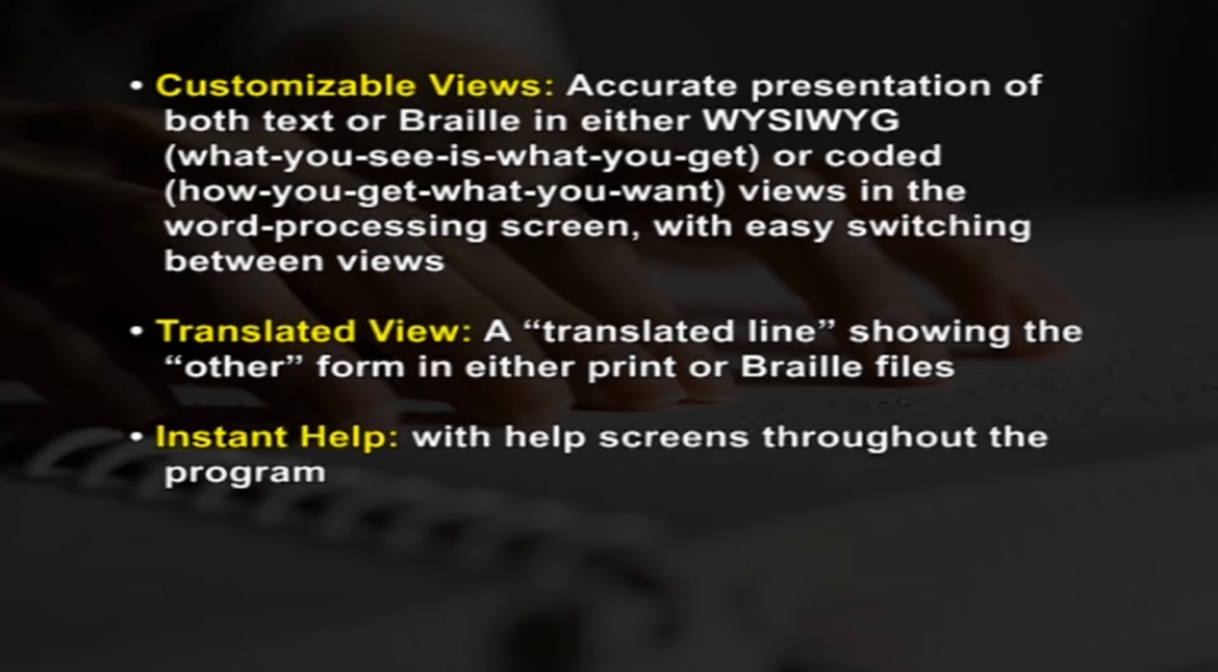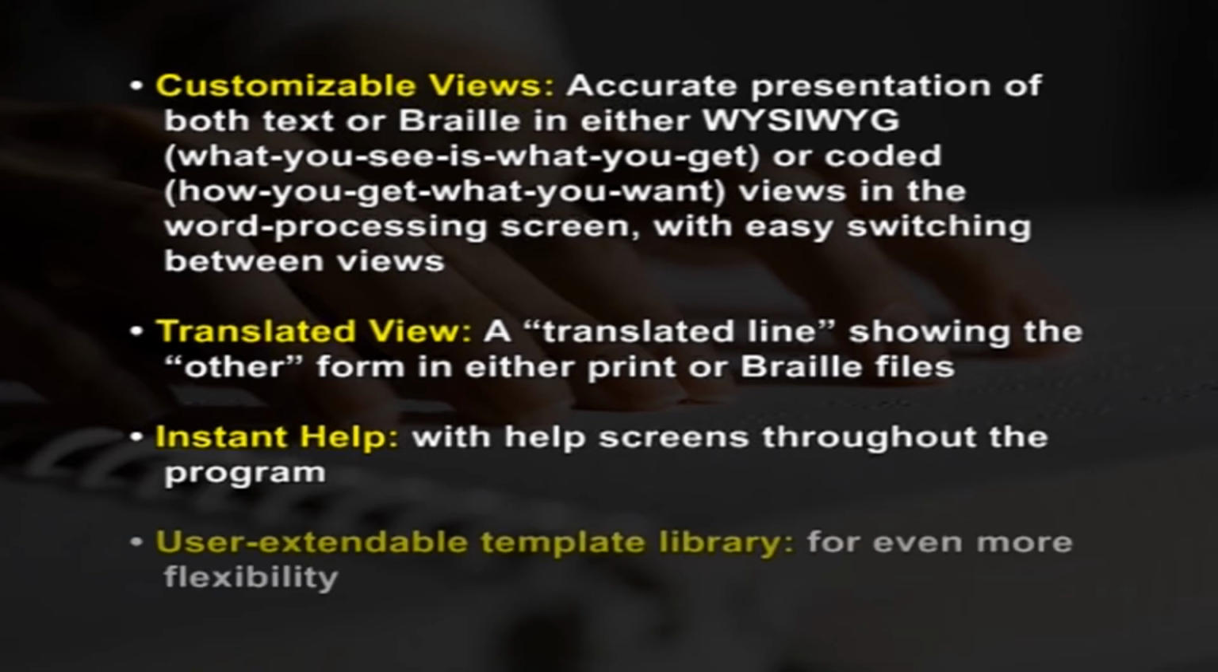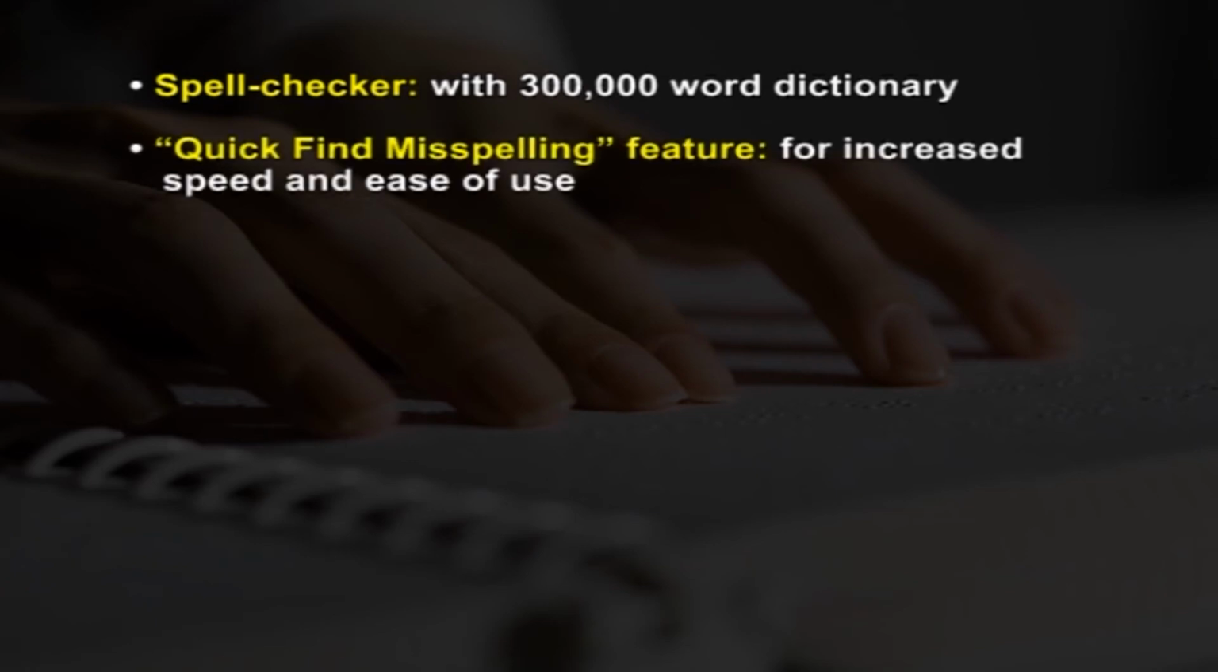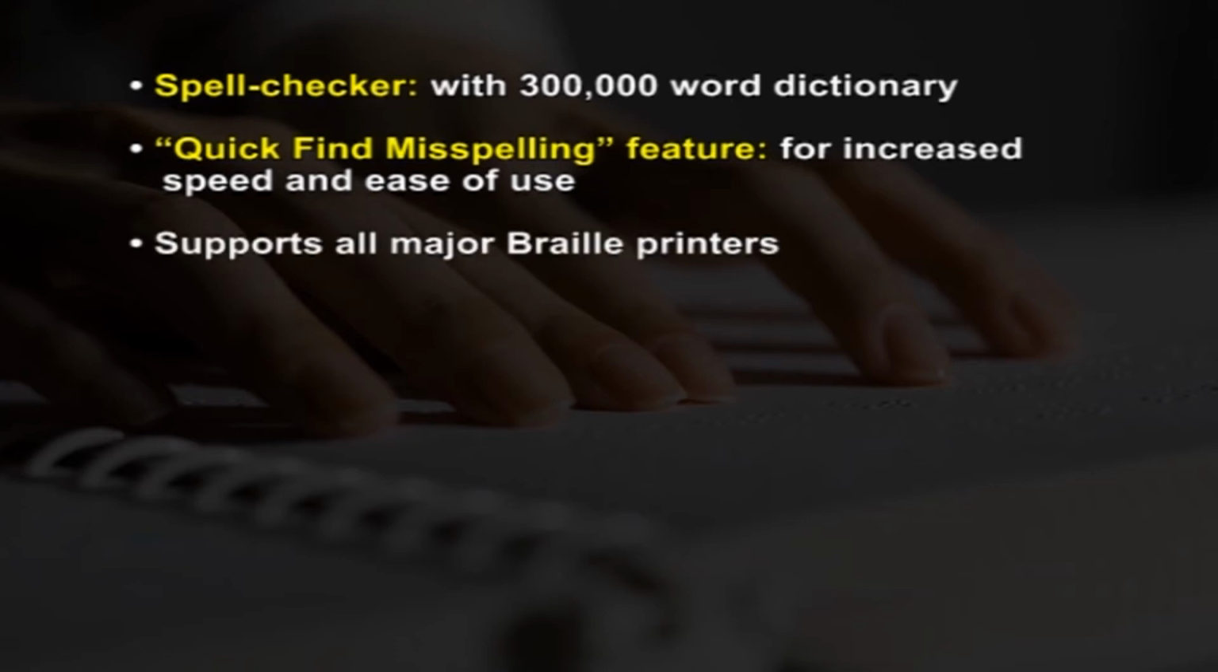Instant help: it is empowered with help screens throughout the program. It has user extendable template library for even more flexibility. It also has spell checker with 3 lakh word dictionary. It comprises of quick find misspelling feature for increased speed and ease of use. It supports all major Braille printers.